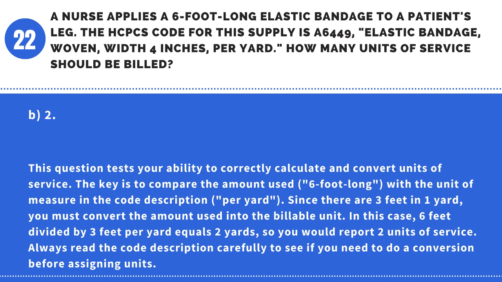The key is to compare the amount used, 6 foot long, with the unit of measure in the code description, per yard. Since there are 3 feet in 1 yard, you must convert the amount used into the billable unit. In this case, 6 feet divided by 3 feet per yard equals 2 yards, so you would report 2 units of service. Always read the code description carefully to see if you need to do a conversion before assigning units.